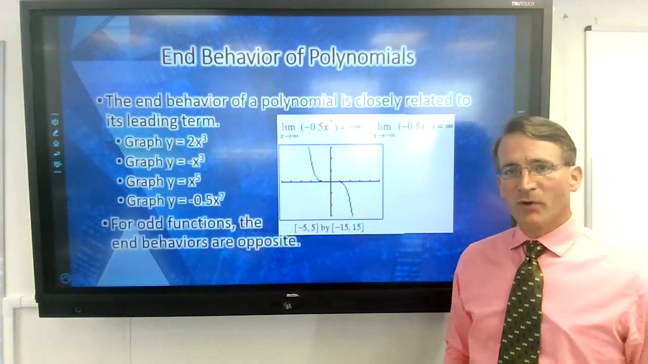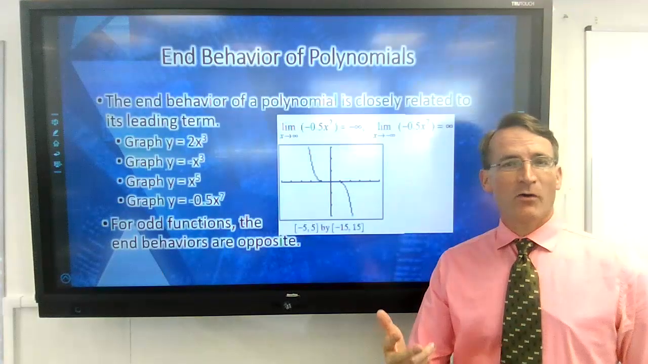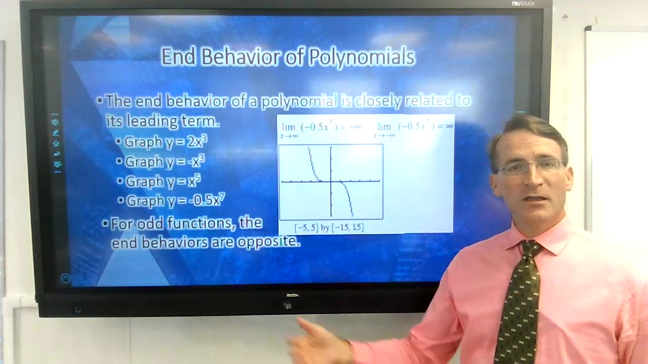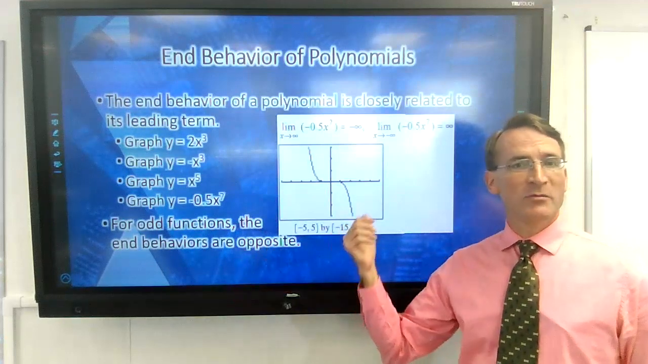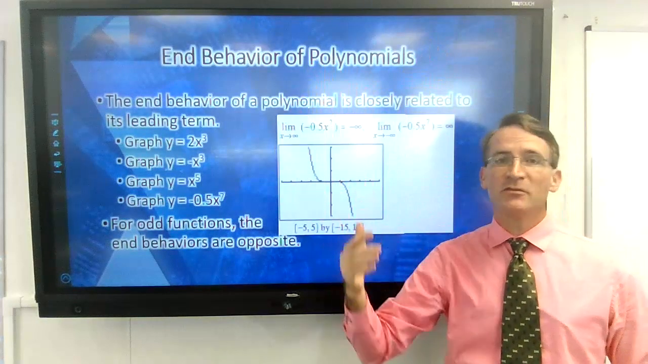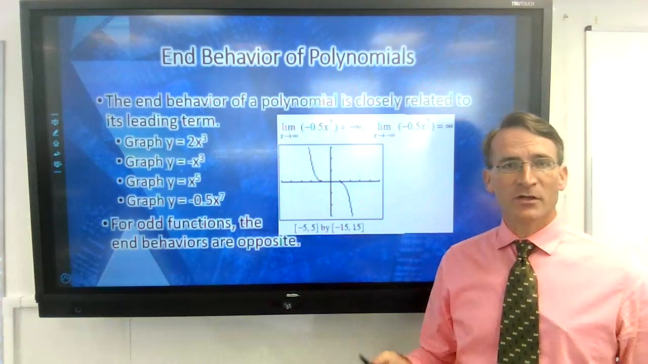So here's what we can derive out of this. For odd functions, the end behaviors are going to be opposite. So if I have a cubic, the fifth power, the seventh power, ninth power, 11th power, if I am coming in from the negative, I'm going to be leaving going toward the positive. If I'm coming in from the positive, I'm going to be leaving toward the negative. Their end behaviors are going to be in opposite directions.